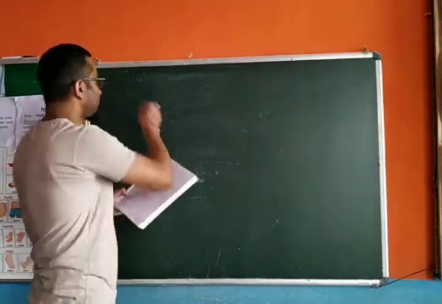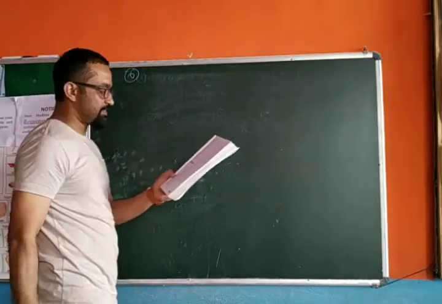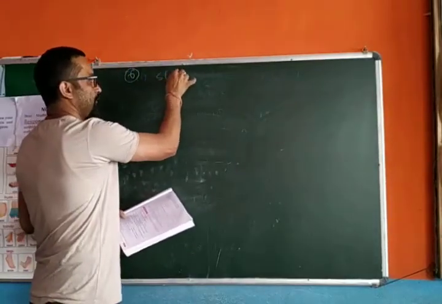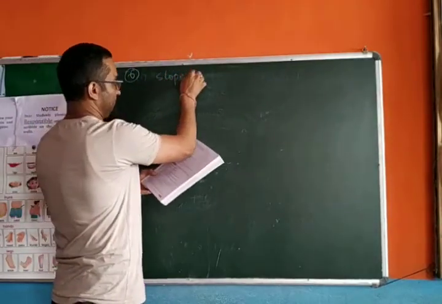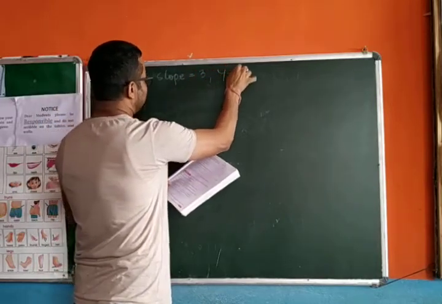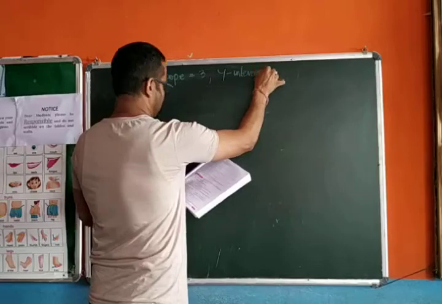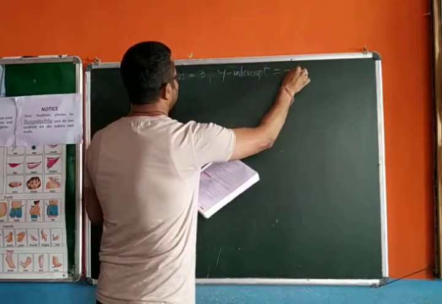Now look at this question number 6. It is an important one. Question number 6 says: find the equation of the line whose slope is 3, y-intercept is minus 5.